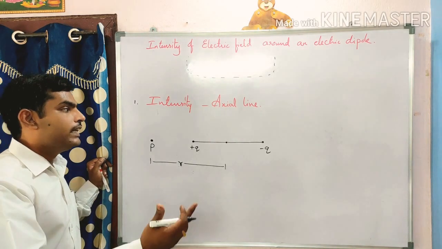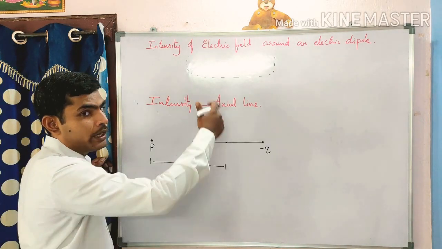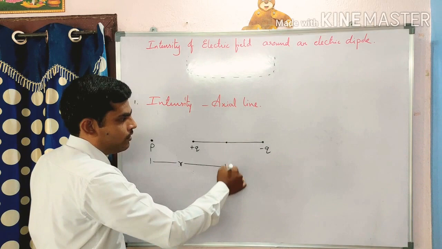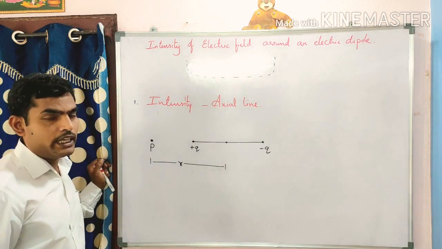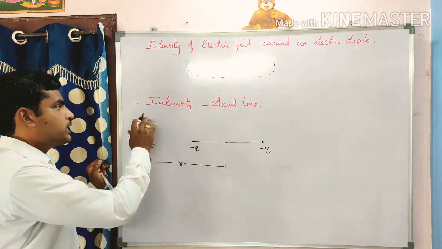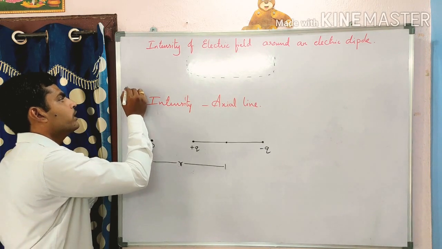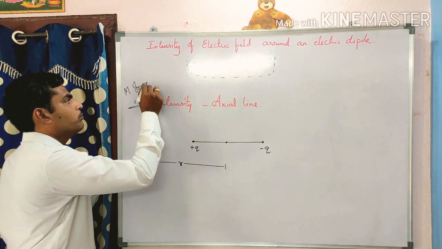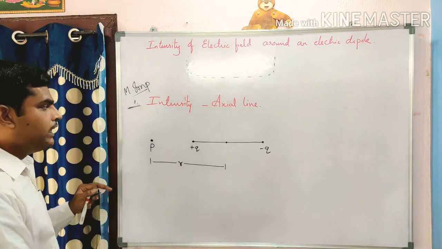There is another case, that is the equatorial plane. The equatorial plane is this one, which is normal to the dipole. That is the equatorial plane. So first we will study case one here. This is the most important topic. Here I have to find the field.